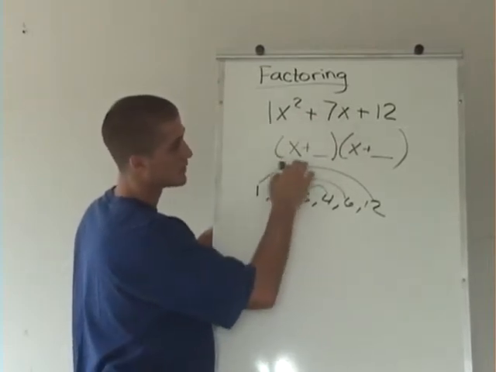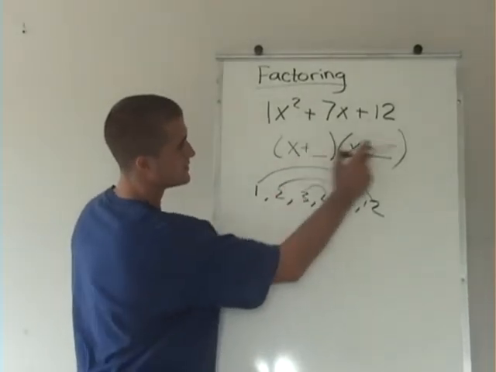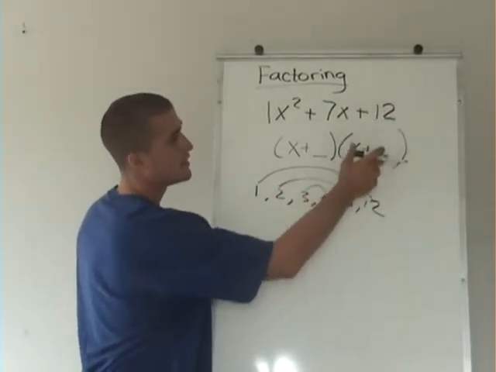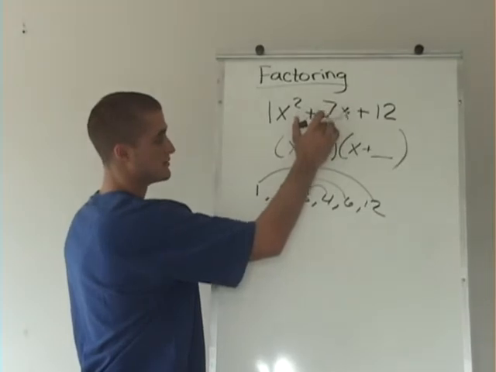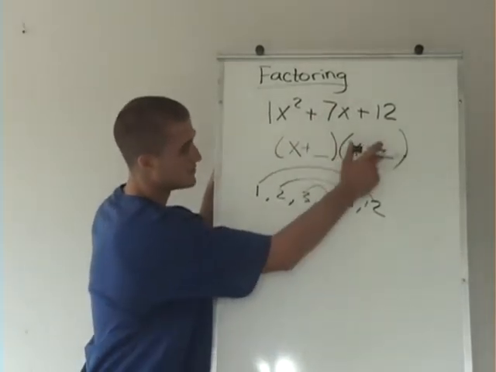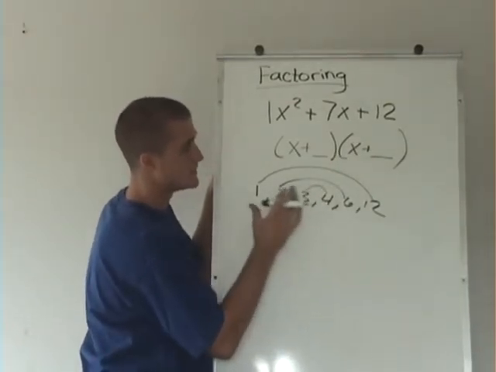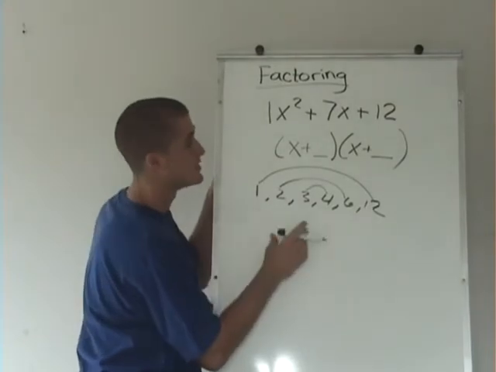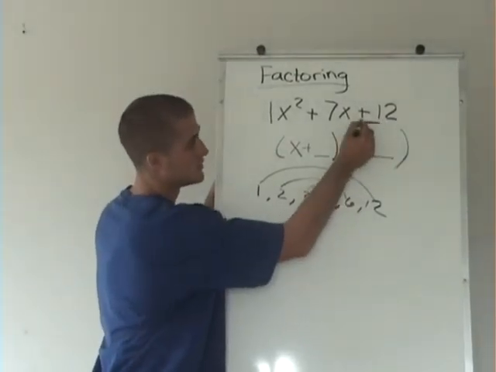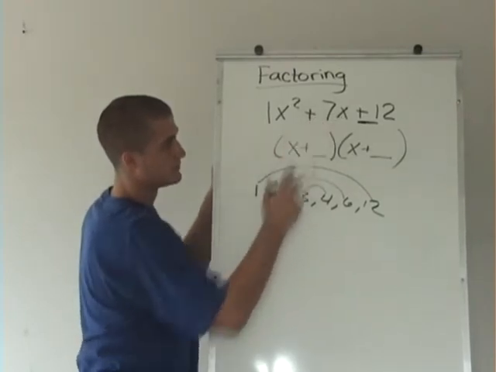Because as you'll see, it'll work out that way, where we'll have to multiply this number times this number to get the last term, and add them to get the middle term. So we have to keep in mind that if we're multiplying these numbers, then they both have to be either negative or they both have to be positive, because this 12 is positive. And they also have to add to get a positive 7.